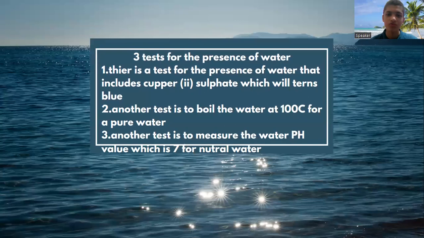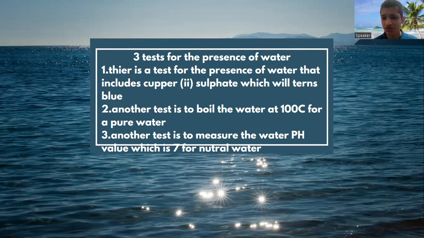So now, let us know what are the three steps of the presence of water. How would you know if the water is present? The first step, you can use copper 2 sulfate and mix it with water. To see if there is water, just put copper 2 sulfate, and it will change to blue if there is water.